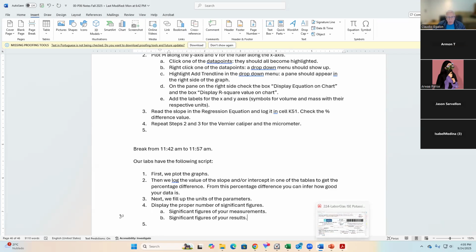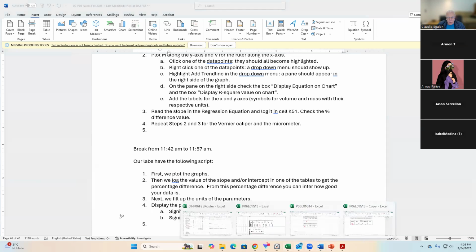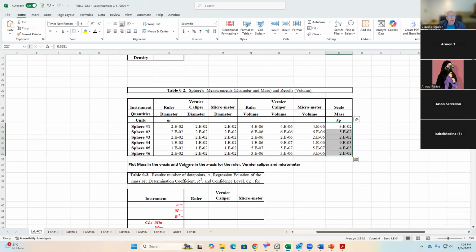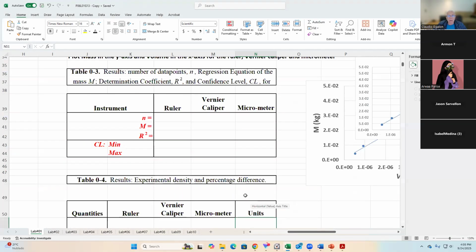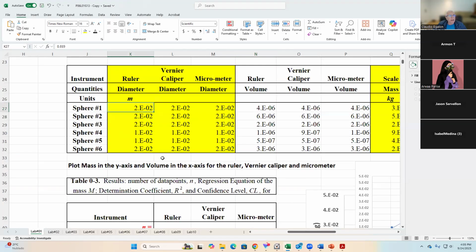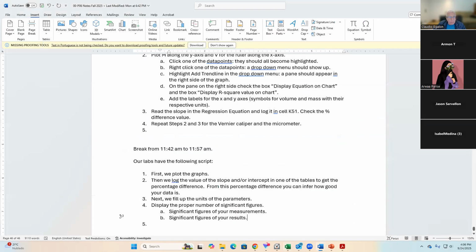Once you know the significant figures, you are going to have to adjust the format of those numbers that are displayed here, right? Here goes the diameter. Sometimes you're going to leave it in scientific format, but most of the time you have to put those measurements here in numeric format. Okay, so let's cover the significant figures now.